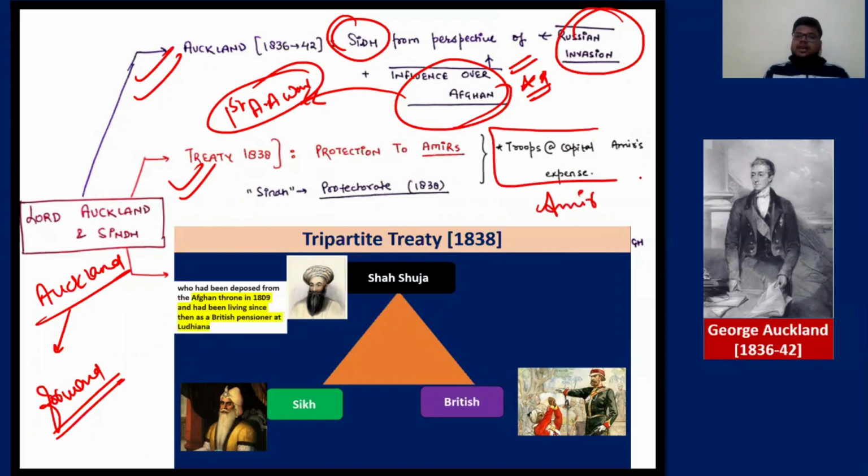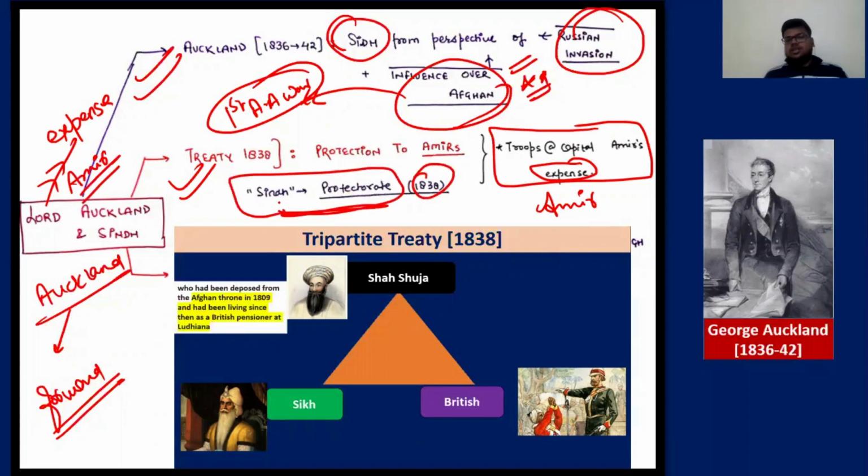The treaty stated that at the capital of Sindh, they will station some British troops. And if there is a fight between the British and the Afghans, because we are protecting you against the Afghans as well, you will pay us for our expense. So the expense will be paid by the Amirs of Sindh. And in 1838, the Amirs became a protectorate state. We will protect you. You are now a protectorate state.